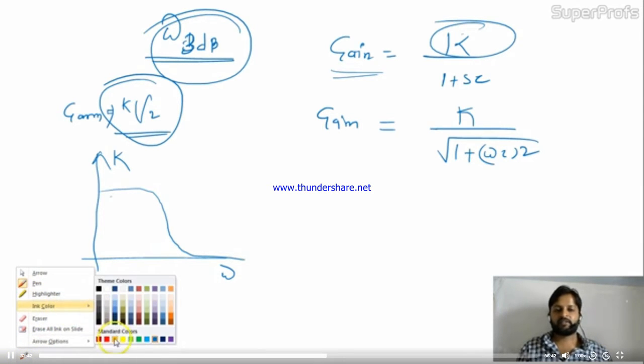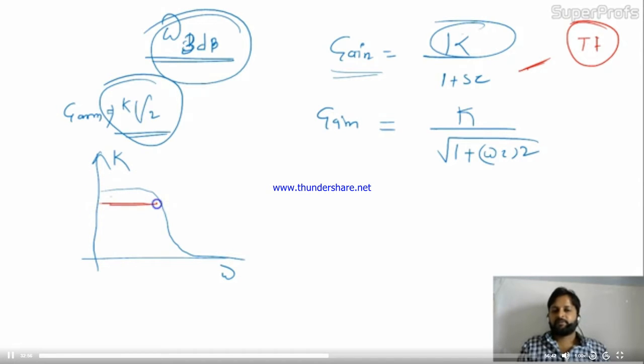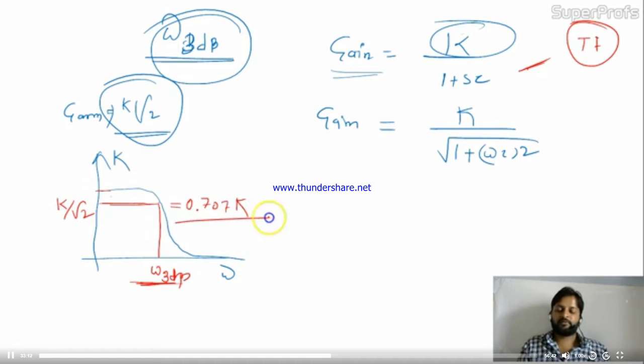Now someone is asking, in the examination they are asking, find out the omega 3 dB. They will give some transfer function definitely, and they will ask, find out the omega 3 dB. So what we have to do, see. Omega 3 dB is the frequency where the magnitude, this is omega 3 dB, suppose. At this frequency, the magnitude will not be K, the magnitude will be K by root 2. Or in other words, the magnitude will be 0.707 of the actual value. So omega 3 dB is the frequency where the magnitude is 0.707 of the original one.